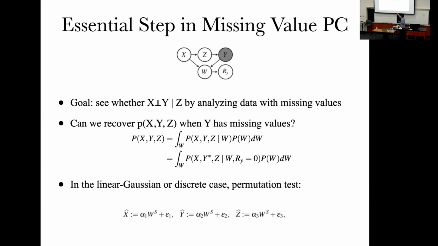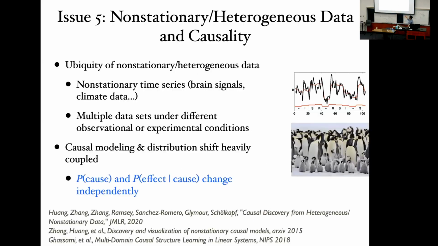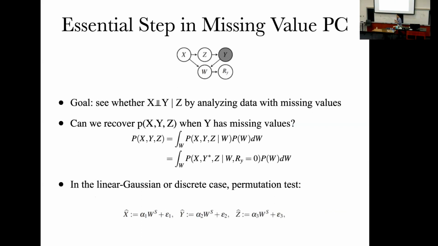Here you can see a specific way to do that in the linear Gaussian case or discrete case. Okay, so to summarize, even if you have missing values, generally speaking, you can recover causal structure. And even if you use the naive method, you may just have very few extra links, right? Because of the missingness indicator. And furthermore, in many cases, you can go further, you can do correction. Then you can recover the true causal graph from data with missing values.